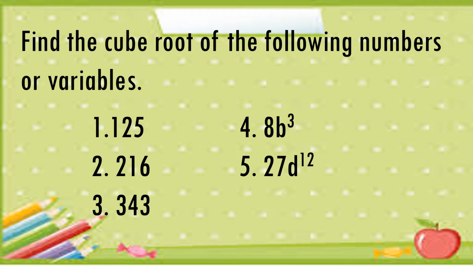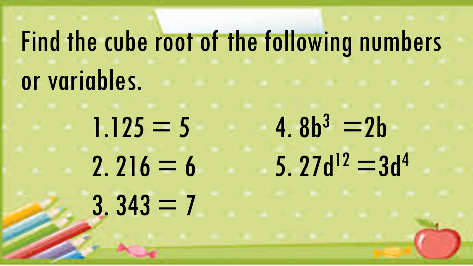Let's find the cube root of the following numbers or variables. The answers would be: cube root of 125 is 5, cube root of 216, cube root of 343 is 7, and for number 4, it's a combination of the numerical coefficient and the variable, so we're going to find the cube root of both. Cube root of 8b cubed is 2b. And for number 5, we have the cube root of 27b raised to 12. The answer is 3b raised to 4.